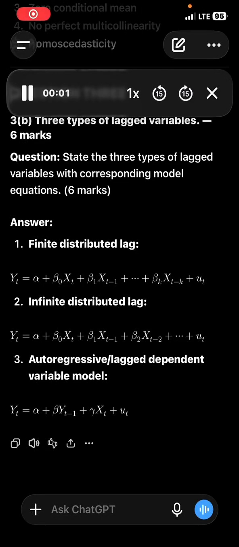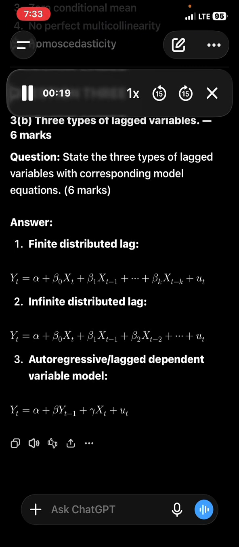Question 1A(i), define econometrics. 3 marks. Question, define econometrics. 3 marks. Answer. Econometrics is the application of economic theory, mathematics, and statistical methods to measure economic relationships and obtain numerical estimates of economic parameters.